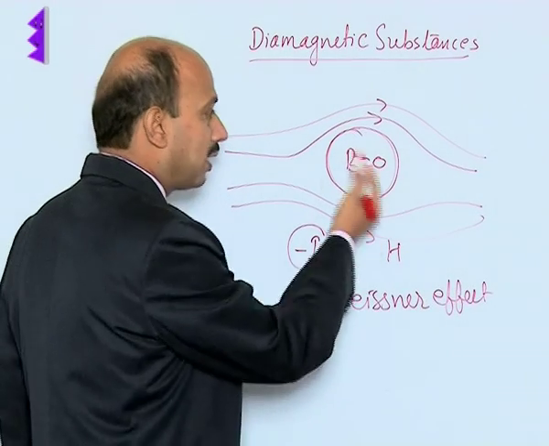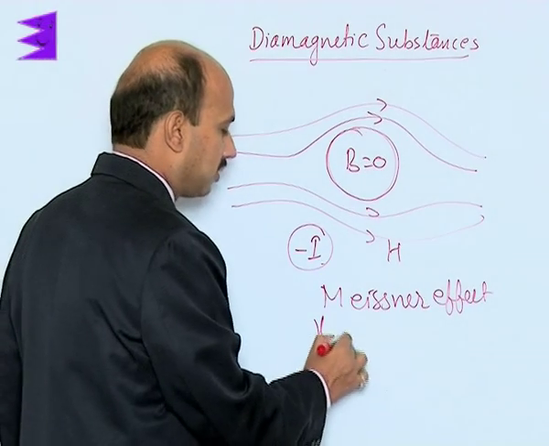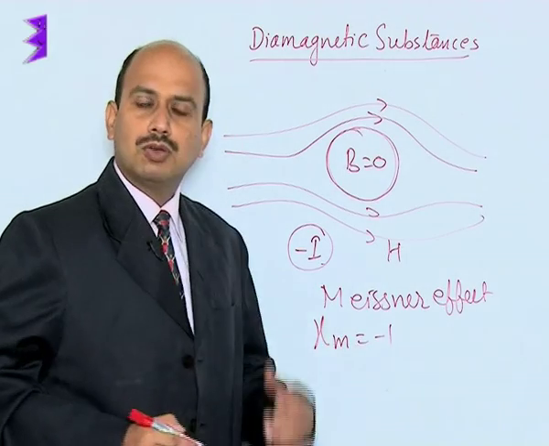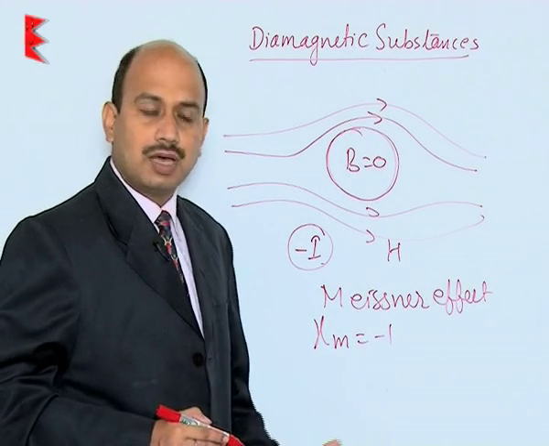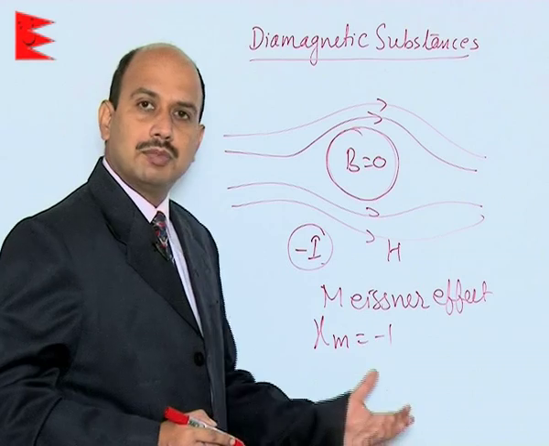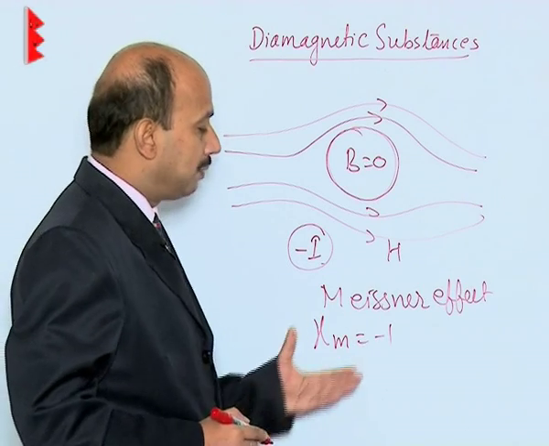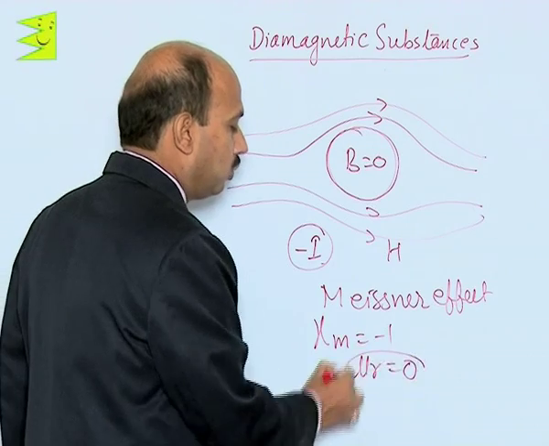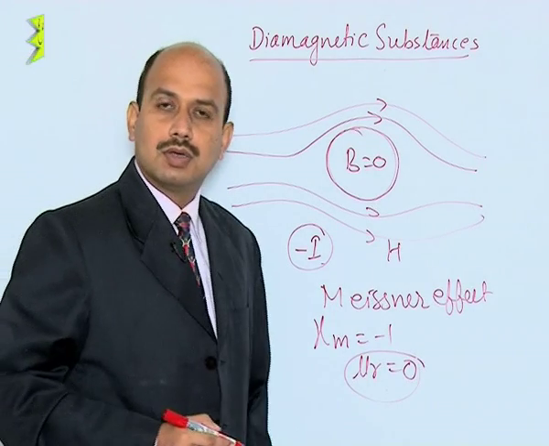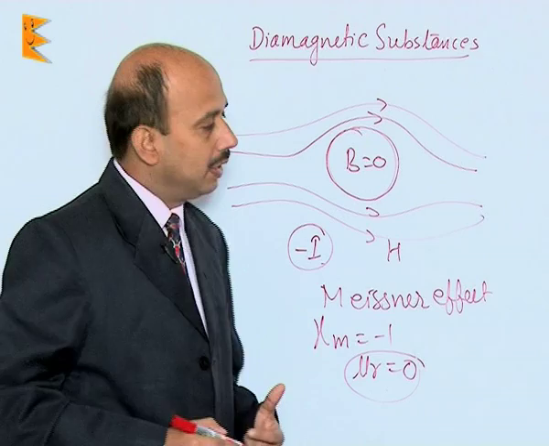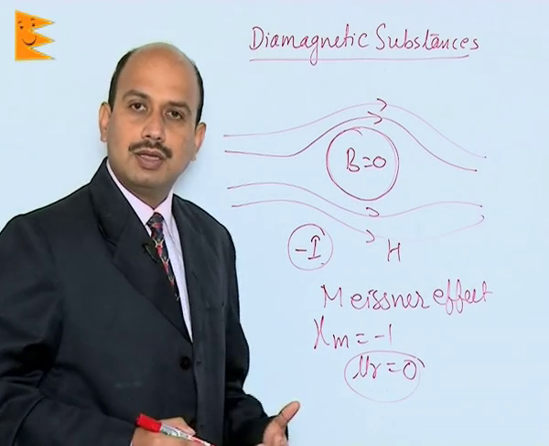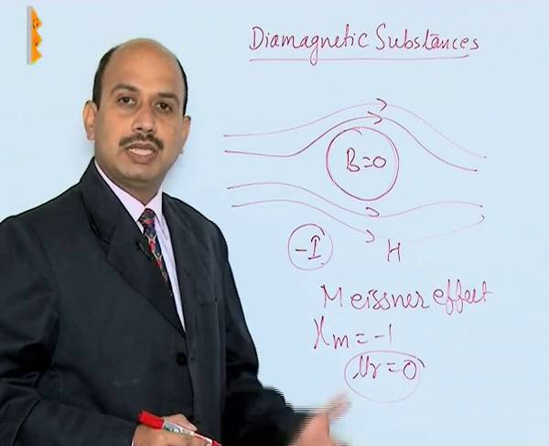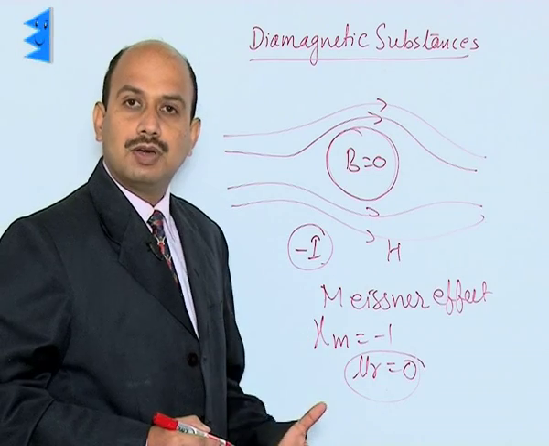The value of chi m for the superconductor is chi m equal to minus 1, because I is equal to H but in opposite directions. So we can write chi m is equal to minus 1. Obviously if chi m is equal to minus 1, then mu r should be equal to 0. So this is about the superconductor. And now see also one important property here: the diamagnetic property of the material does not depend on the temperature, it is independent of the temperature.